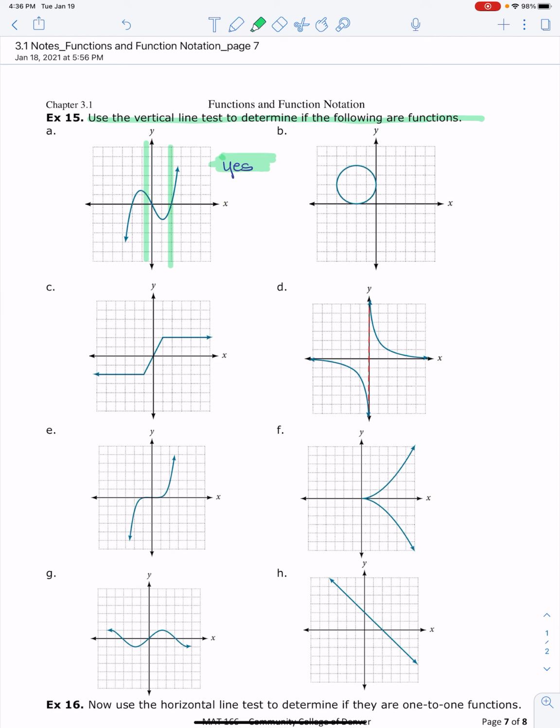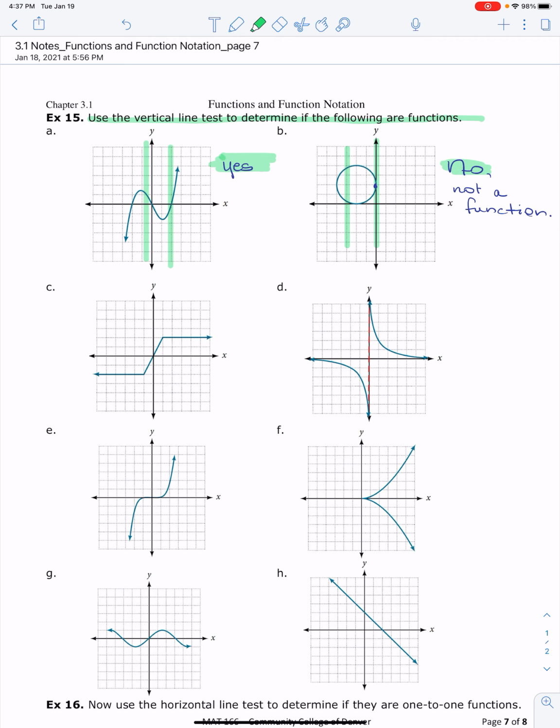For B, if I draw a line here, notice that it hits twice. I already know that, no, that's not a function. But here's the question. What if I draw the vertical line right here? And so it only hits that circle in one spot. Does that mean this is a function now? And the answer there is no. You've got to be able to draw that vertical line anywhere and have it only hit once. So this one is not a function.